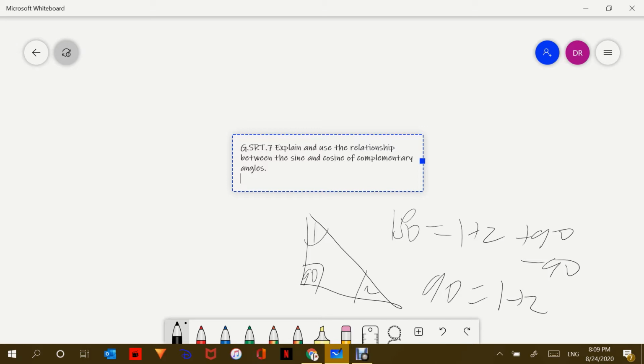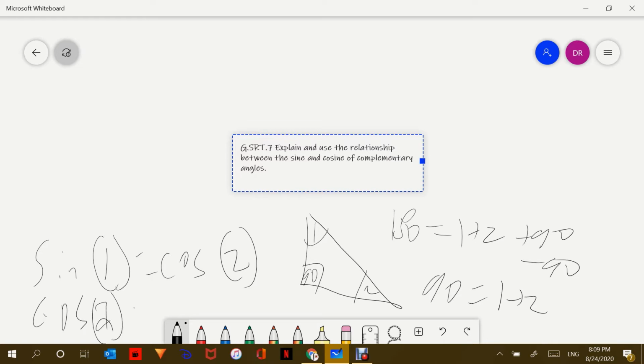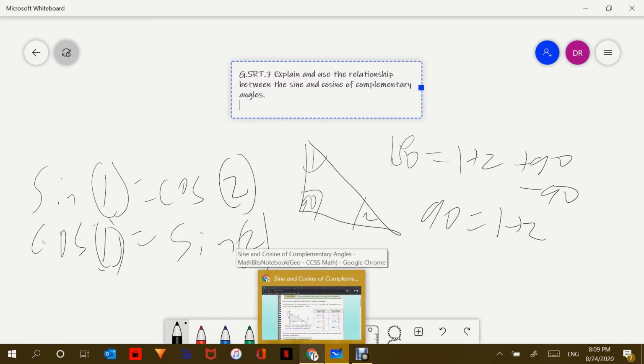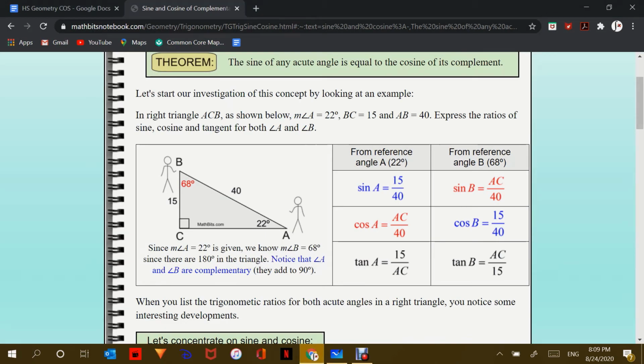So, as you can tell from the image, there is a relationship between the sine and cosine of these two values. Keeping it simple, sine of 1 is equal to cosine of 2, and vice versa. Cosine of 1 is equal to sine of 2. So basically, the sine of one of the complementary angles is equal to the cosine of the other.